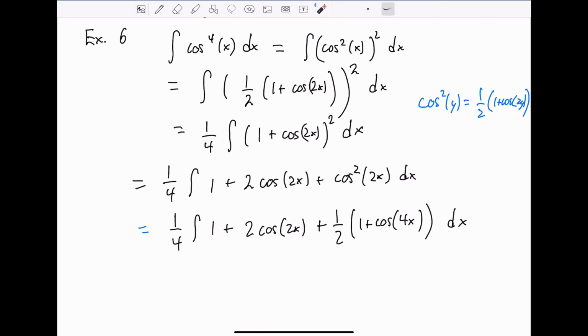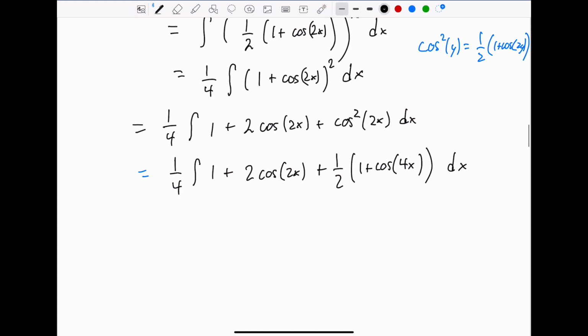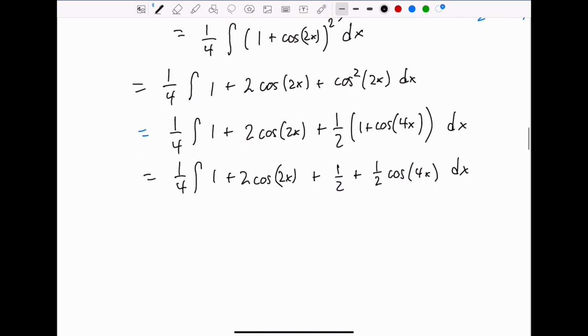Now notice, we have trig functions, but they're all raised to the first power, and we can solve them using a simple substitution. So let's finish this problem. I still have the integral of 1 plus 2 cosine of 2x. I'll distribute the 1/2 into both of these terms. So I have 1/2 plus 1/2 cosine of 4x dx. One more step to simplify, then we'll take antiderivatives.